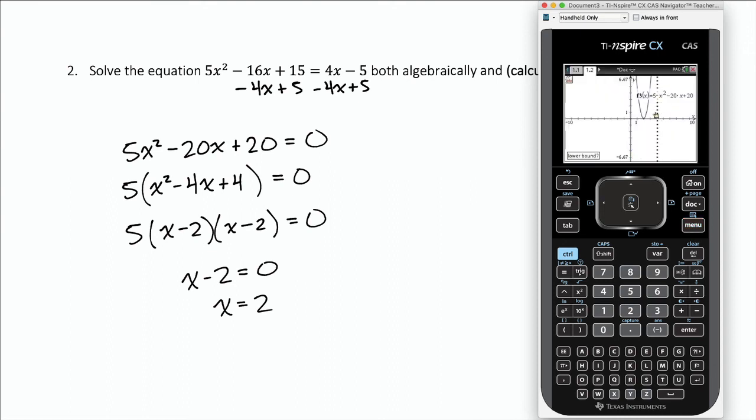Again, it asks for a lower bound, so you click just somewhere to the left of that 0, and then move over to the right and click, and you get your 0, the point 2, 0. Of course, again, we just care about the x value, so we get x equals 2.